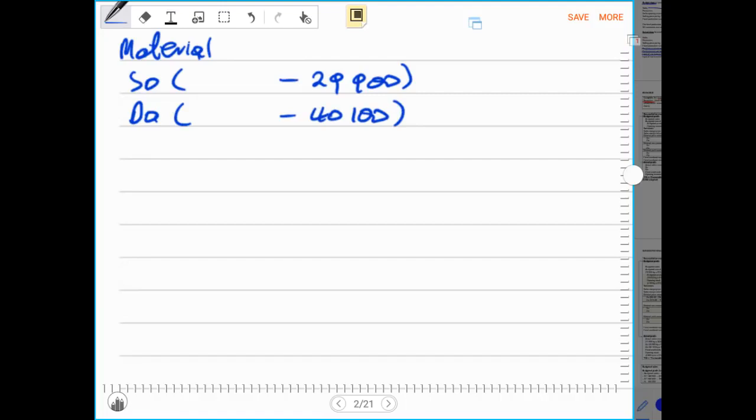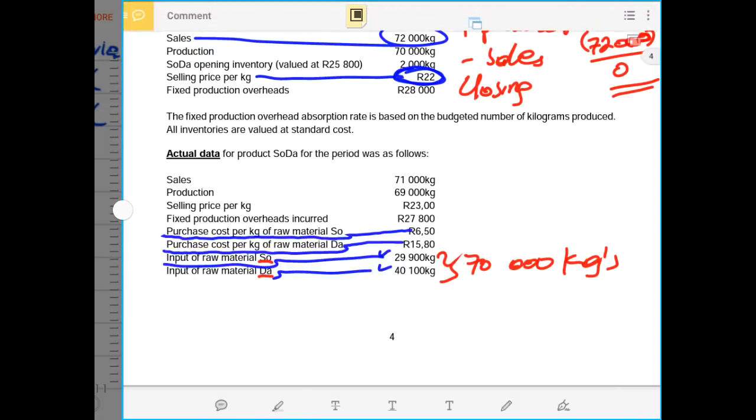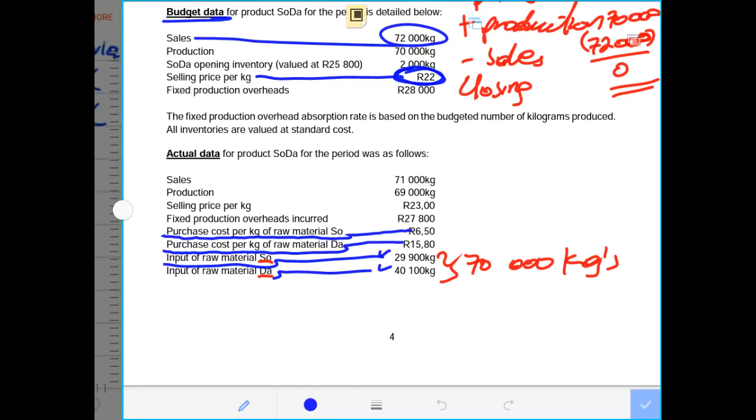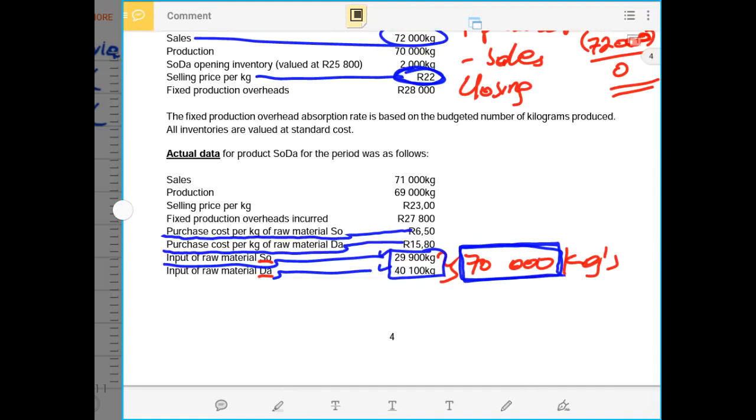Therefore, now I need to calculate my material mix. Material mix is calculated similar to the sales mix variance, where the total material used in production is the sum of the two. Material issued to production was 70,000, which is 29,900 plus 40,100. Whenever you are doing a mix variance, you must take the actual material used in production, which in this case is 70,000.